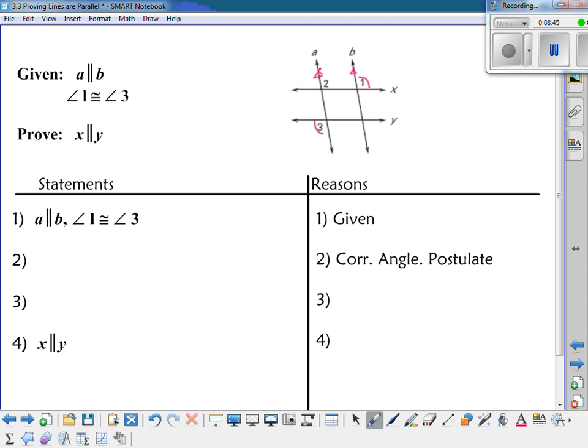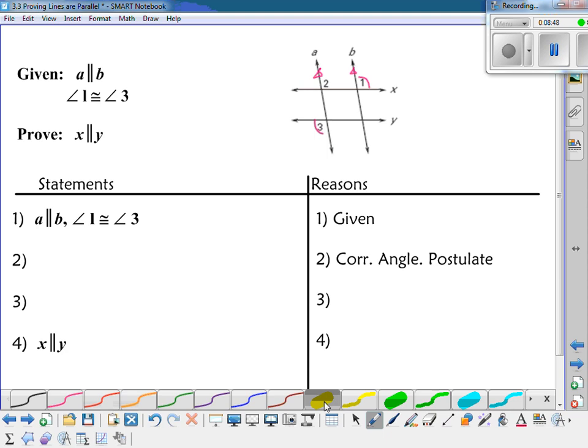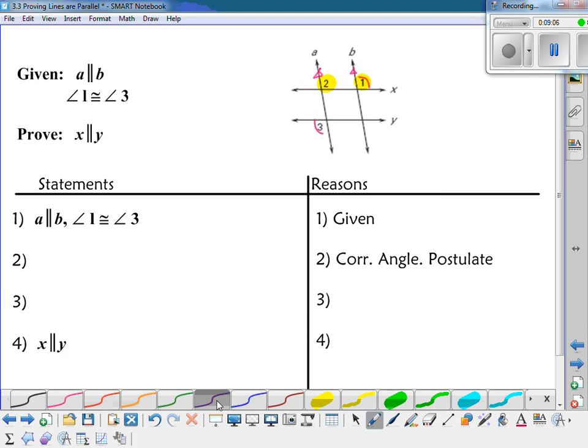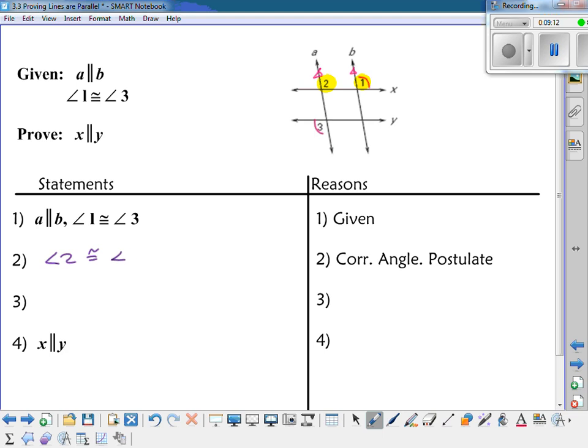Well, first of all, I've got some corresponding angles. Angles 1 and 2 are corresponding angles with x as a transversal. And so I know that because the lines are parallel, 1 and 2 are congruent to each other. So that's actually going to be my second statement, that angle 2 is congruent to angle 1 by the corresponding angles postulate. And if 2 and 3 were congruent to each other, then that would mean that x and y would also have to be parallel.